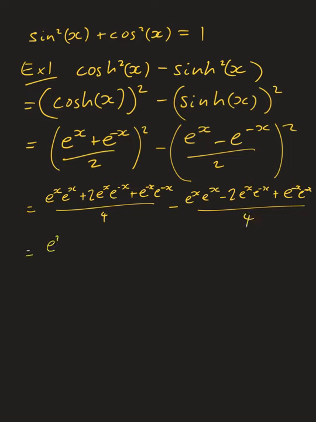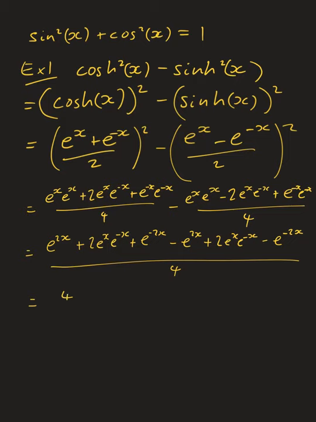So now we just add all those up. It's all those terms on the top divided by 4, where e to the x times e to the x is e to the power of x plus x, or e to the power of 2x, and the same with the e to the minus x. Then we add those up, and the e to the 2x cancels with the minus e to the 2x, and the same with the e to the minus 2x, and we're left with that. Those 4's cancel, and we're just left with e to the x times e to the minus x.